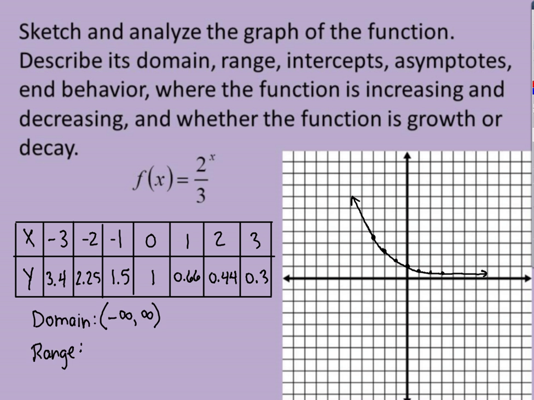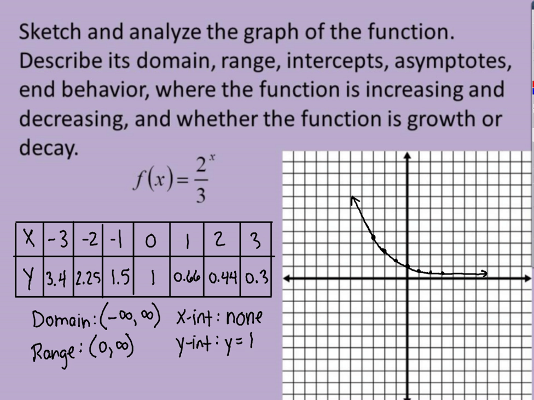For our range of this function, all of our values are greater than y equals 0. It's going to approach it, but it's never going to touch it. So our range is from 0 up to infinity. When we look for our intercepts, our x-intercept, this is approaching the x-axis, but won't ever actually touch it or cross it. So there is no x-intercept. And the y-intercept, where it's crossing the y-axis, when x is 0, our y value is 1, so our y-intercept is 1.